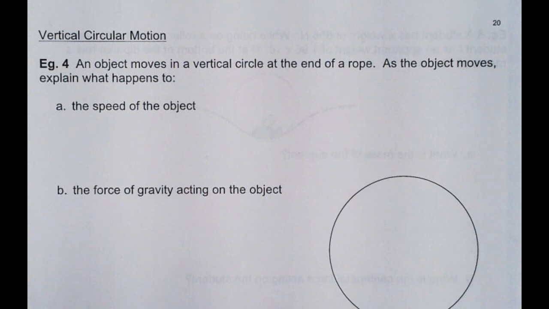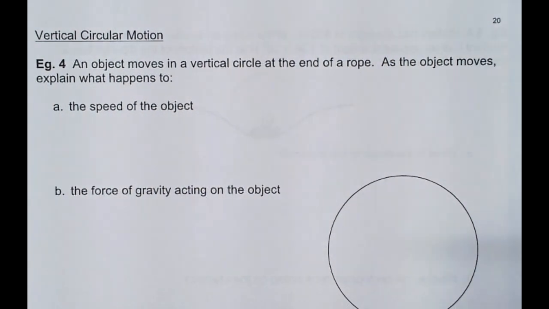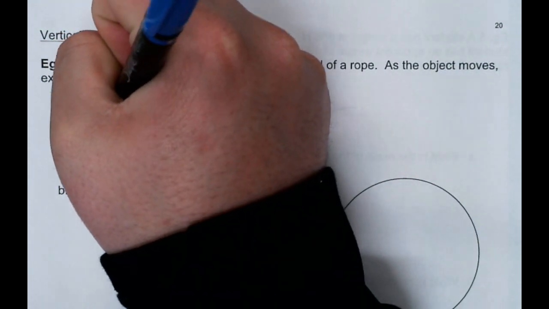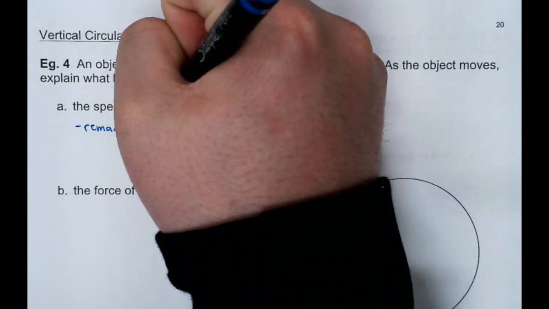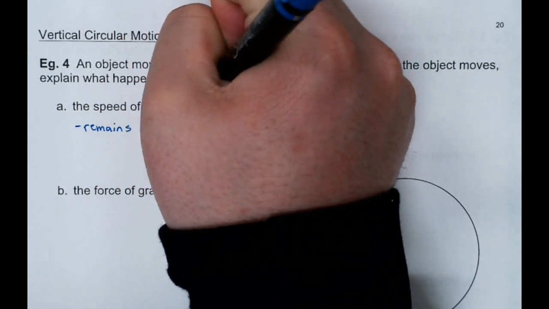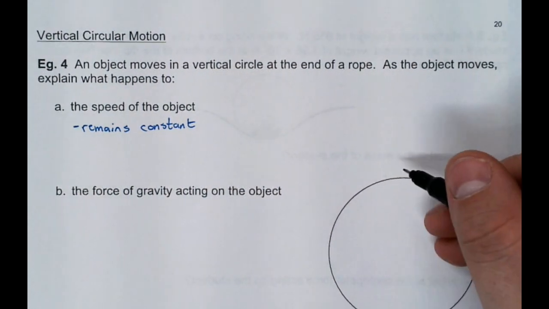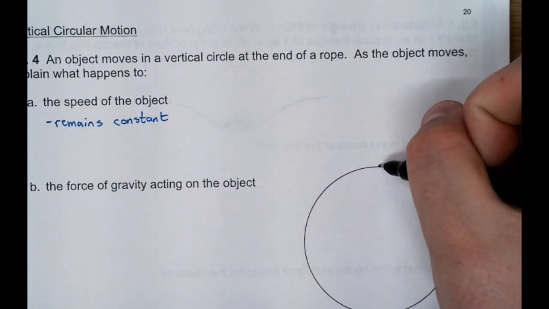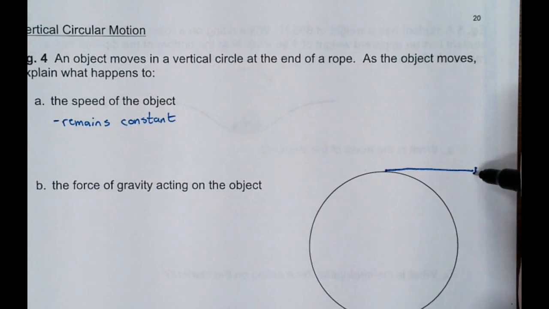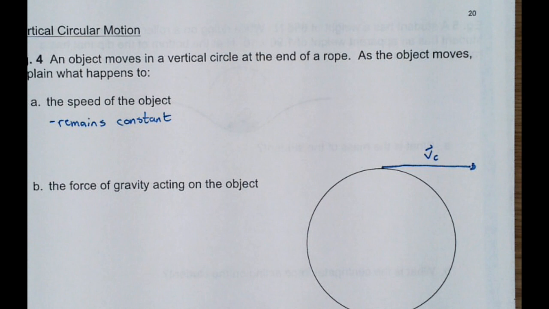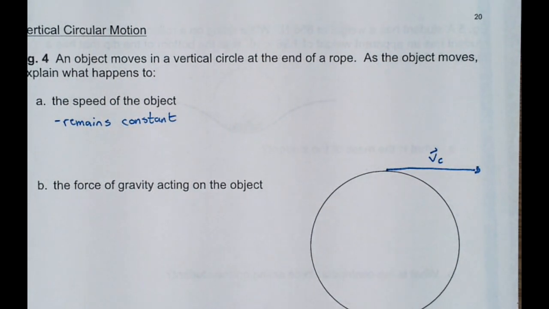As the object moves, explain what happens to the speed of the object. The speed of the object in vertical circular motion is going to remain constant. This is just like before. As you come around, your velocity is still going to be tangent to the circle, even though now we are vertical instead of horizontal.